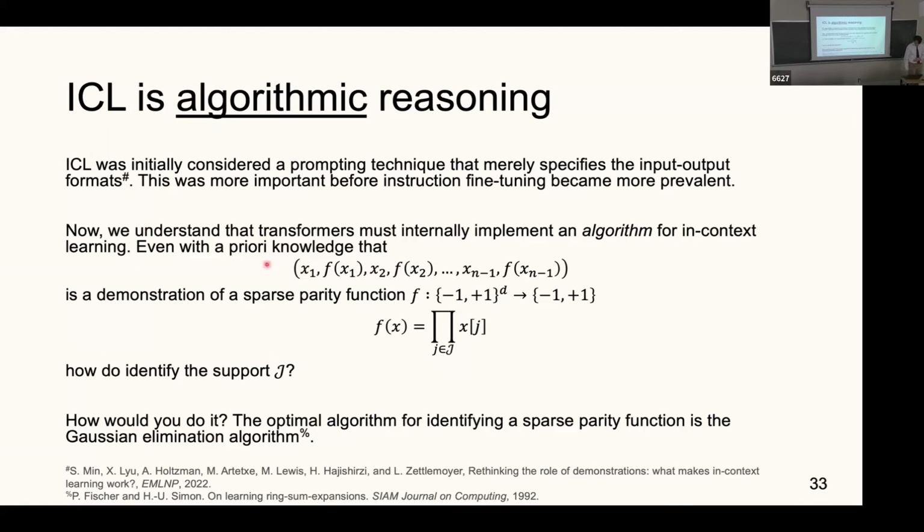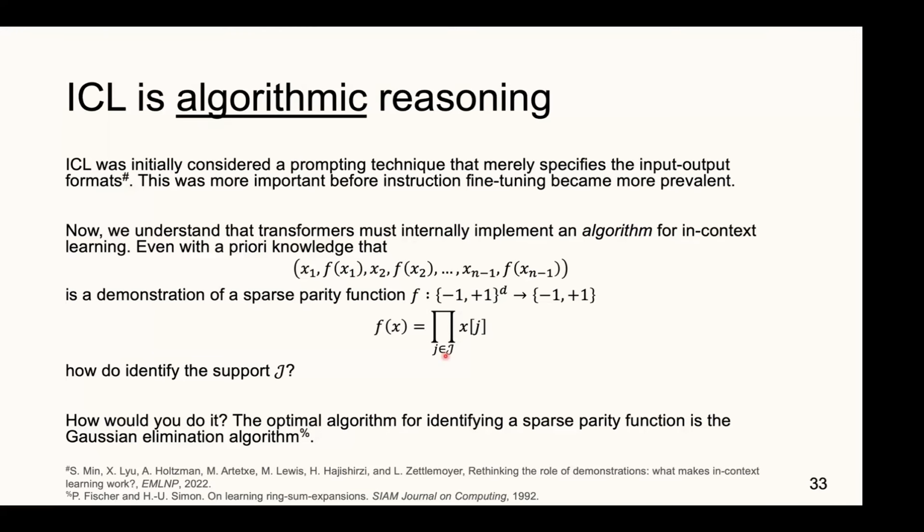So let's say we have a priori knowledge that a demonstration that looks like this is a demonstration of a sparse parity function. So f is some sparse parity function, X is a Boolean vector. I know that f is a sparse parity function, but I don't know what the support is. Let's say I have this a priori information.